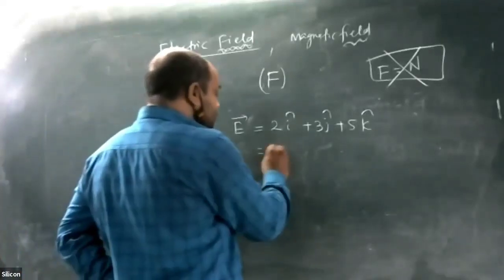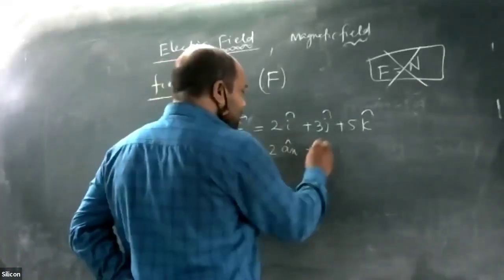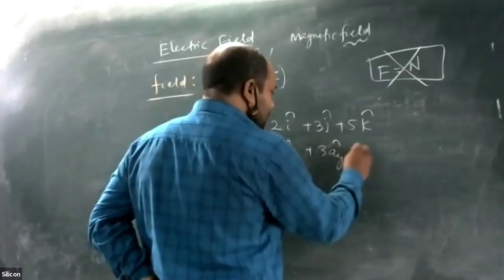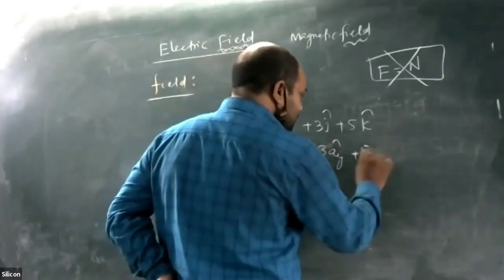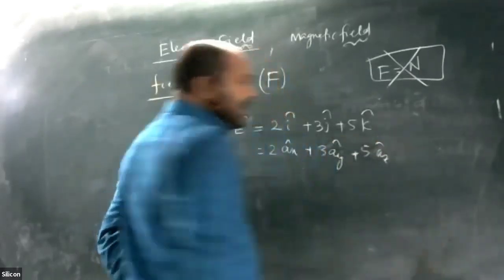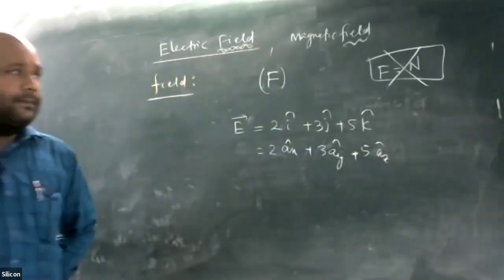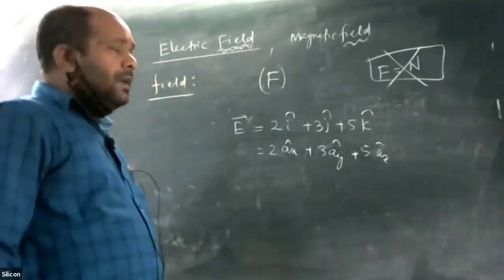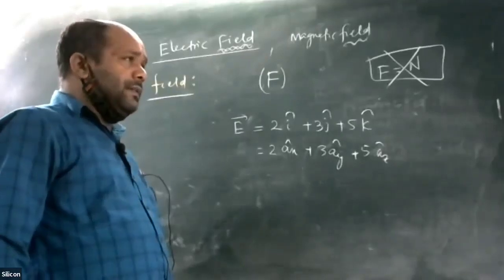Also, you can write this as 2ax cap plus 3ay cap and 5az cap. These are the unit vectors along x, y and z.